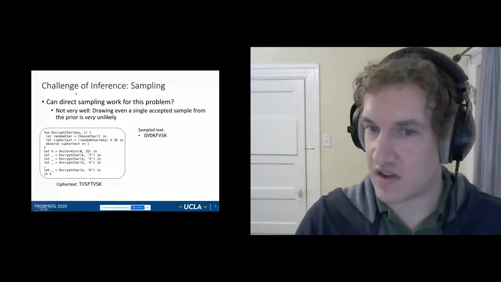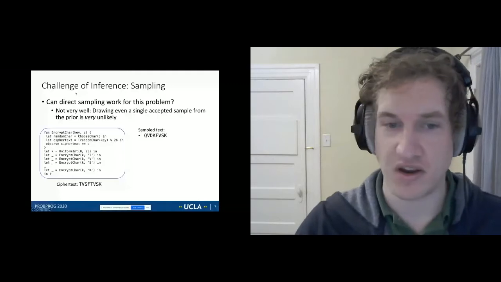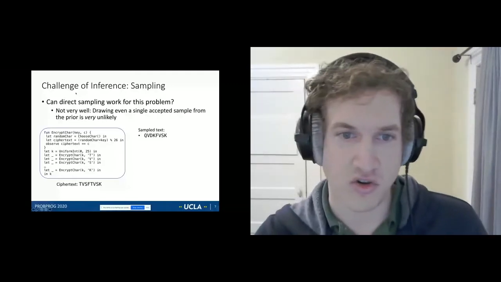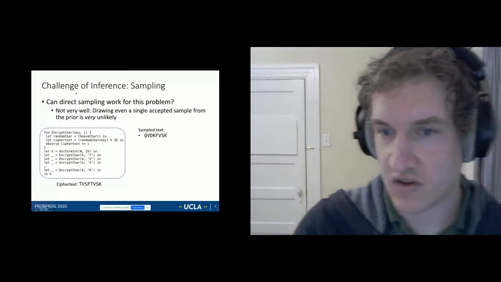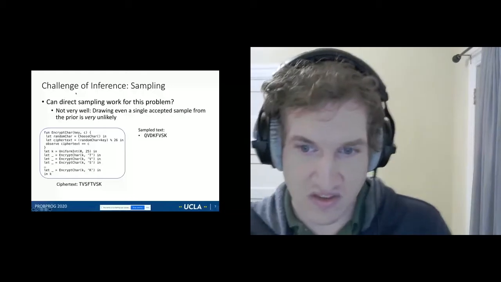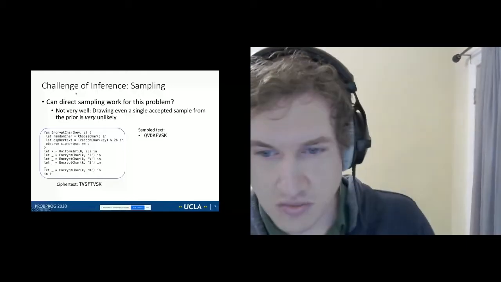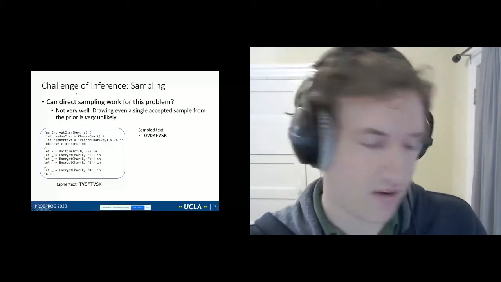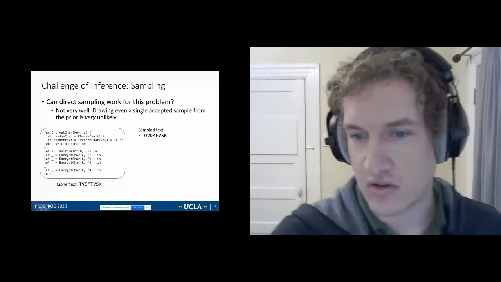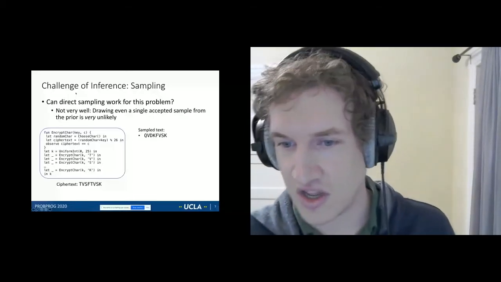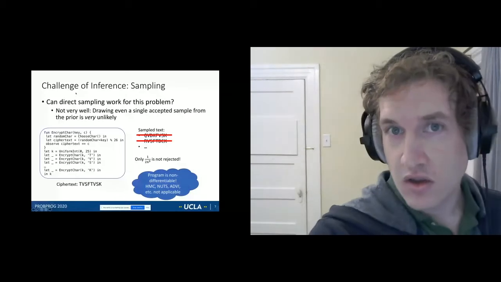Similarly, we can sample many possible strings that we would like to encrypt, but the problem is that when you try to encrypt them, none of them equal the ciphertext. In fact, only 1 out of 26 to the 8 is not rejected. Moreover, this program is non-differentiable, so some strategies that we'd like for improving our Monte Carlo inference algorithms that rely on differentiation, like HMC, or say ADVI, are not applicable.